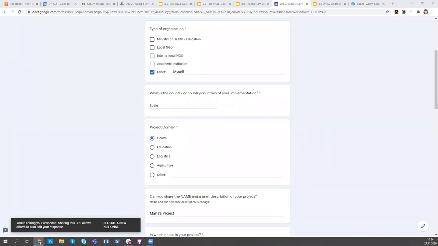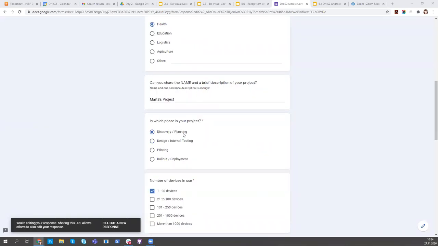If you are not implementing any project, thank you, Milton, for the question, but you plan to implement one, or you are thinking of one, you can also complete it, because one of the questions is in which phase is your project: discovery, pilot, or planning. So if you are joining this academy because your organization or work is in an exploratory mode for any kind of project, you can also complete it, just saying that you are in the discovery planning phase.